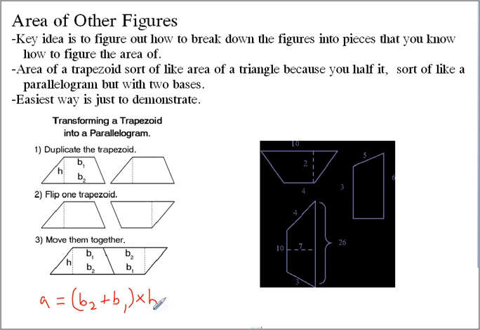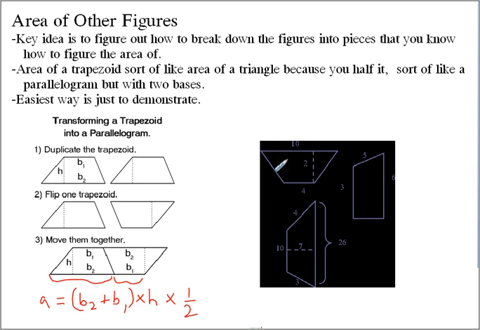But we don't want that. We want half of it because we only have one of these, not two of these. We doubled it, so now we have to halve it again. So it's just going to be base 2, from here to here, plus base 1, from here to here, and then times the height, from here to here, and then you just halve it because you flipped it over.